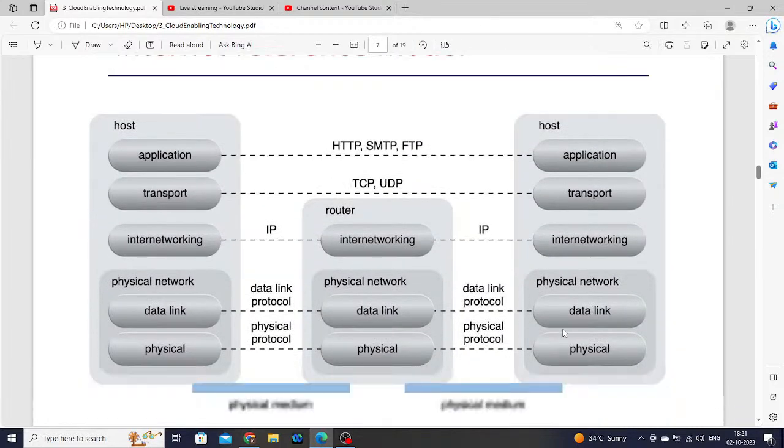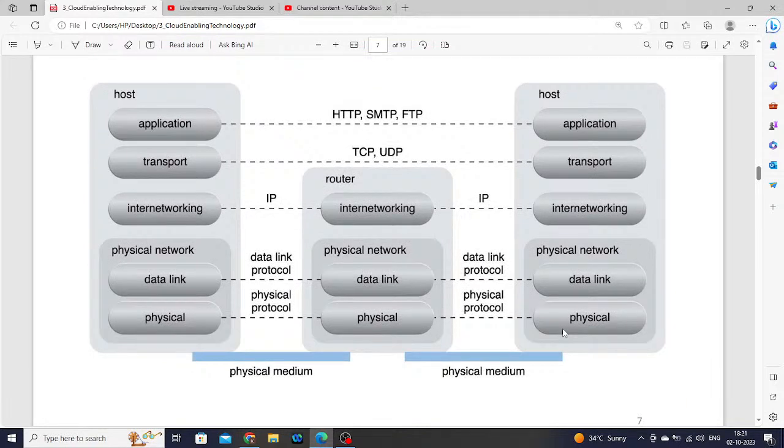Internet reference model. In this model, inside the host there are layers: application, transport, internetworking, and the physical network, which contains two parts, the data link and the physical layer. Between the sender and receiver is the physical medium. When we send a message, we don't know the backend process, but this is the backend process that serves and sends the message from sender to receiver.